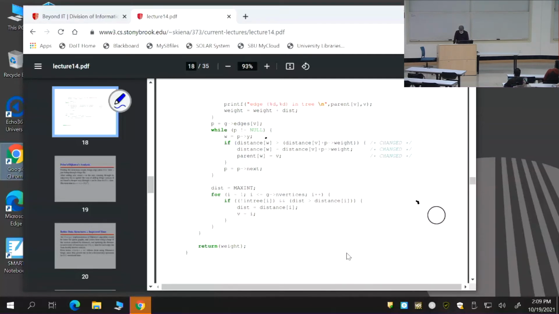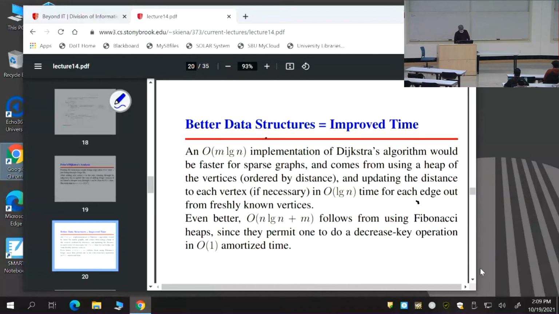Okay? Any questions? Okay. There are faster ways that you could implement Dijkstra's algorithm. And let's say the first one is one that maybe you can understand. We could make Dijkstra's algorithm run in m times log n time.